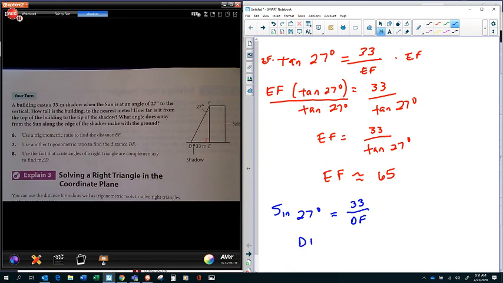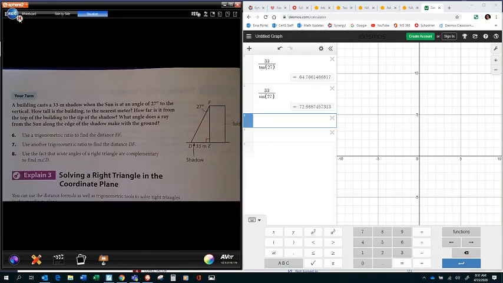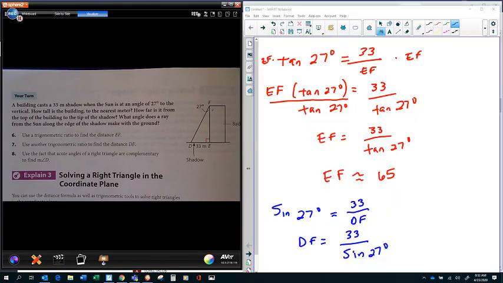We're going to have DF is equal to, if I multiply both sides by DF and then divide both sides by the sine of 27, just like I did up here, we're going to end up with 33 divided by the sine of 27 degrees. And putting it into Desmos is going to give us an approximation of 73. So that's going to be DF is approximately equal to 73 meters. So now we've solved both sides.